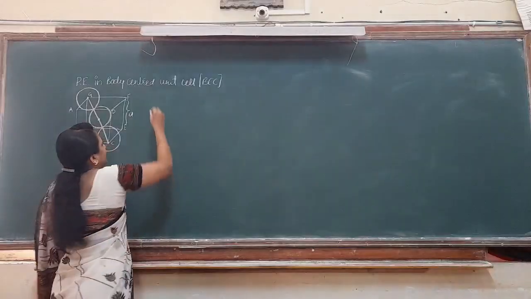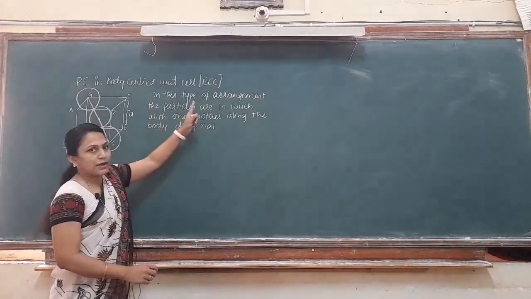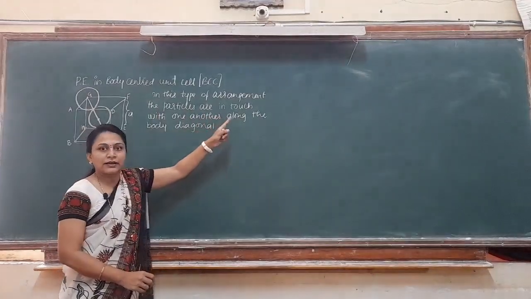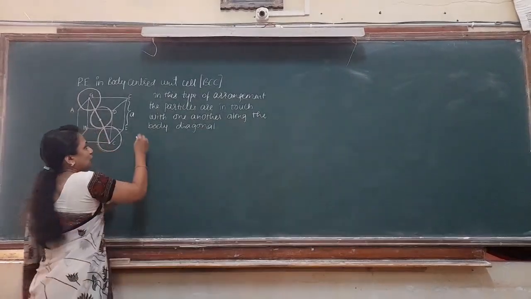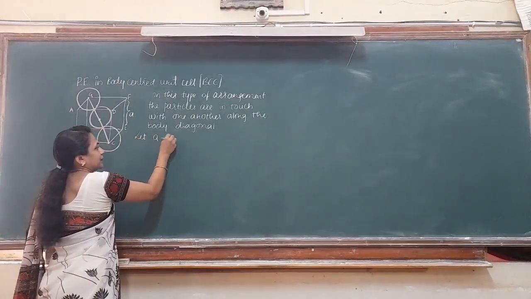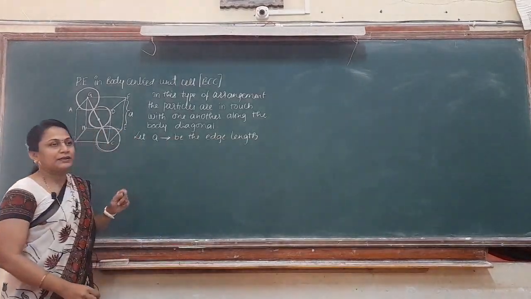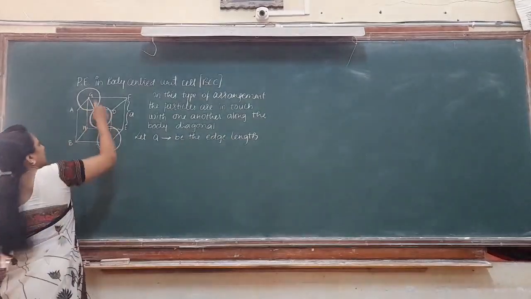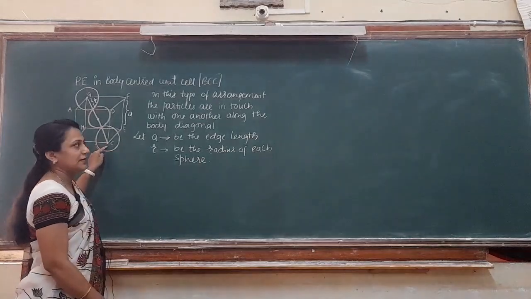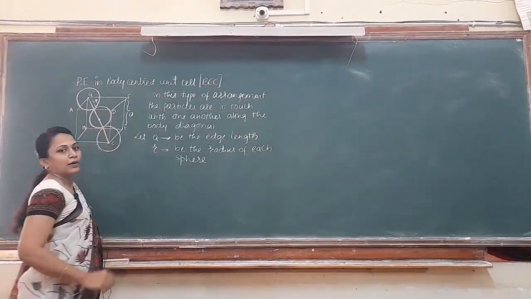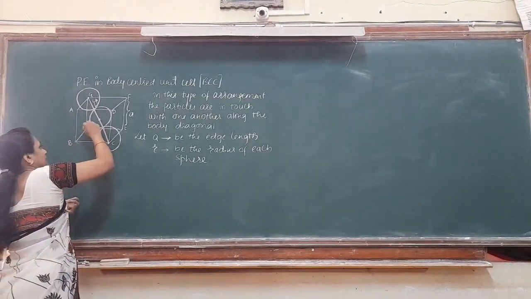So before that, in this type of arrangement, the particles are in touch with one another along the body diagonal. So let this A be the edge length and R be the radius of each sphere. This is R and this GC represents the body diagonal. And one more thing I have joined here, I will join this HC.